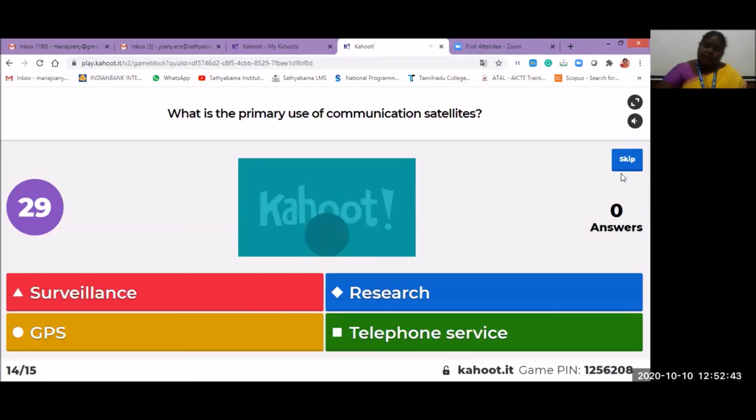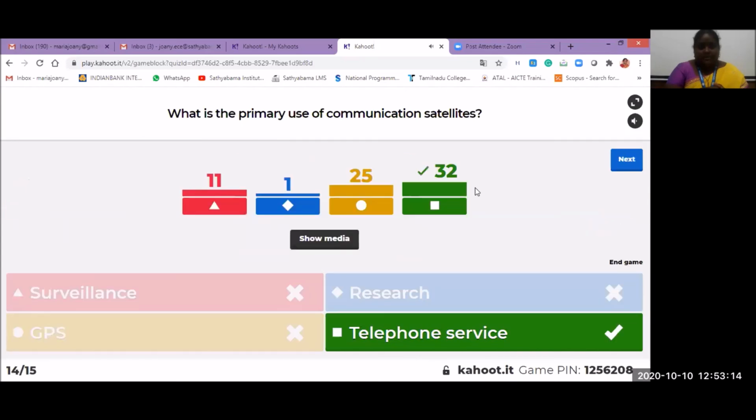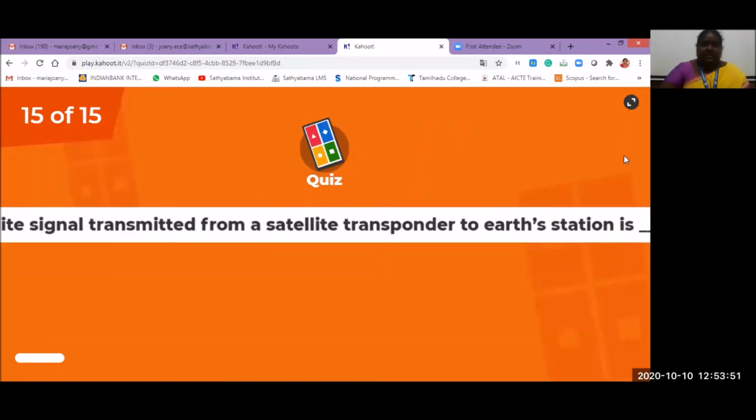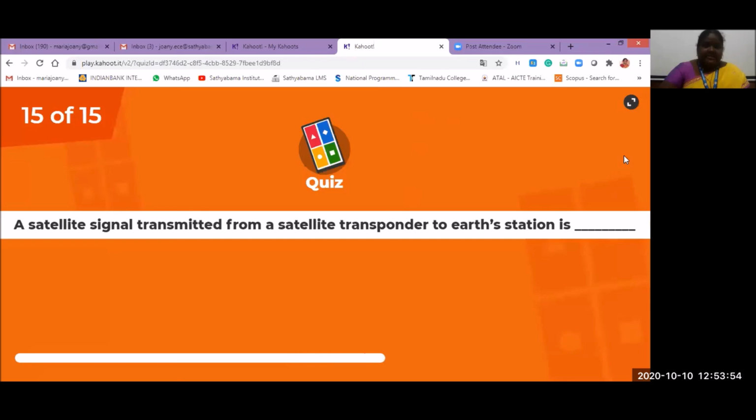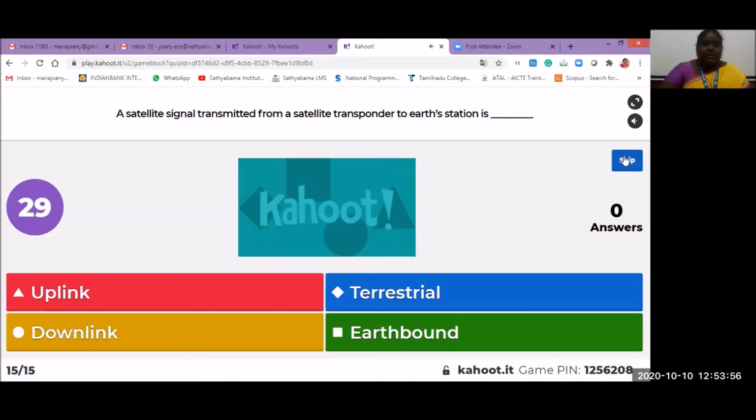What is the primary use of communication satellites? Very good. Primarily, the communication satellites are used for the telephone services. Surveillance comes under security services. Research comes under R&D, whereas GPS comes under the navigational purpose. Okay. Last question. A satellite signal transmitted from a satellite transponder to the Earth station is called to be the satellite transponder to Earth station.